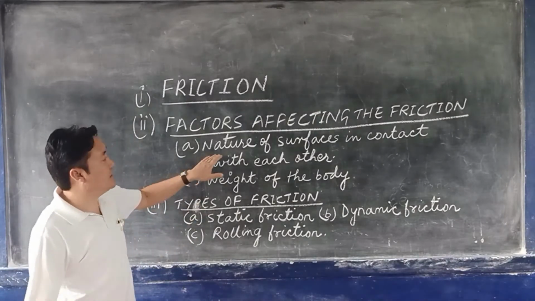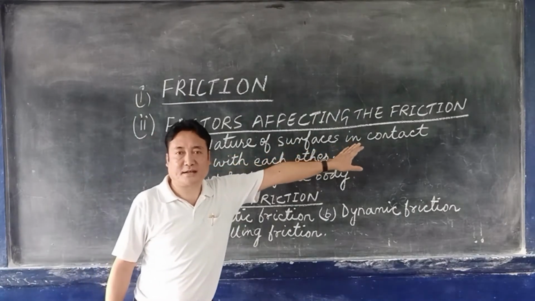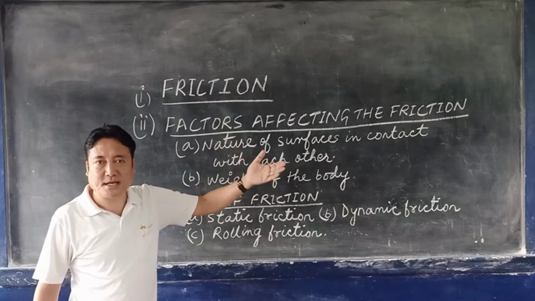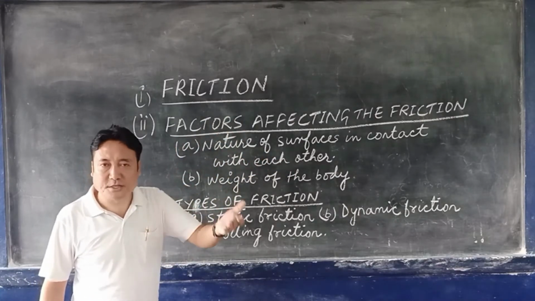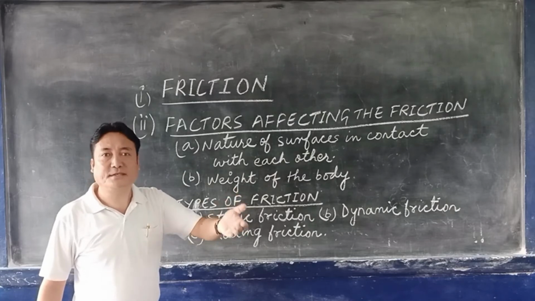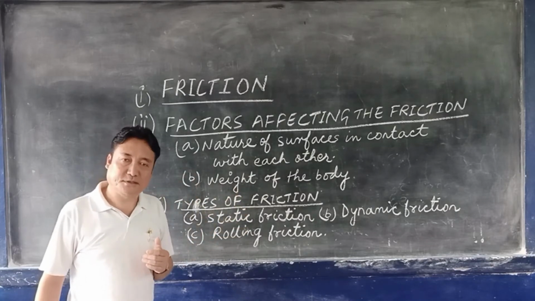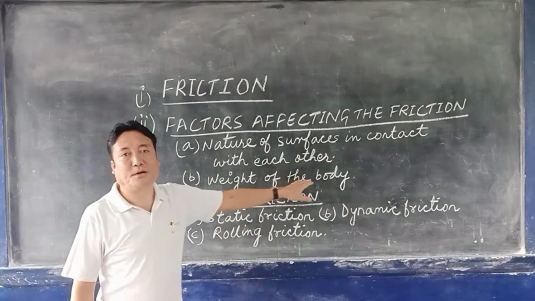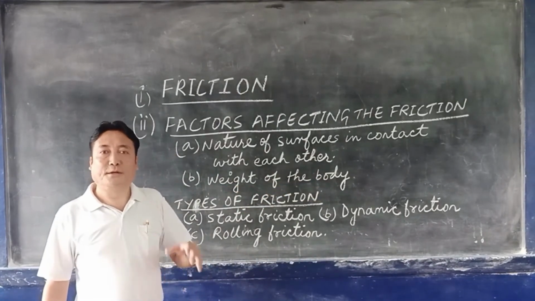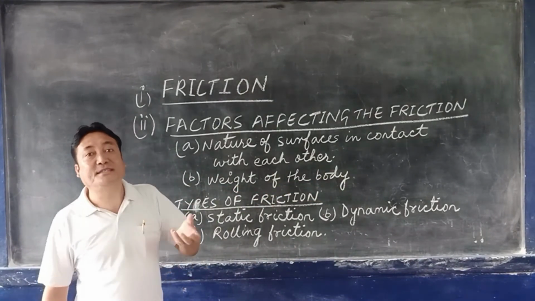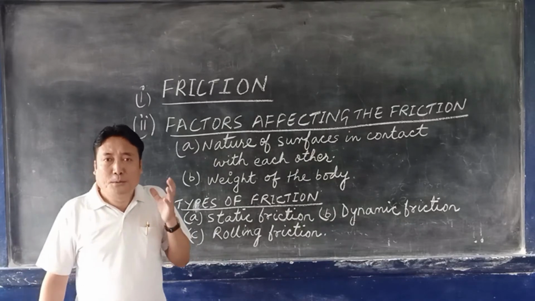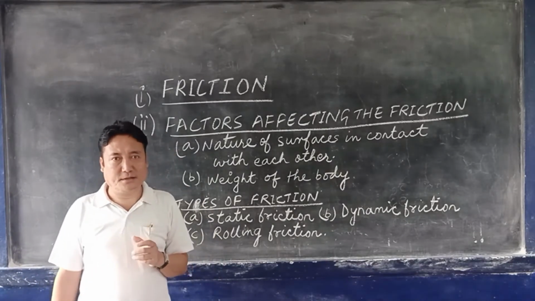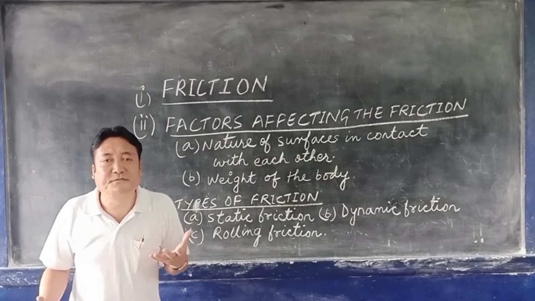So the first factor is the nature of the surface in contact. The two surfaces are there, the rough surface and the smooth surface. The friction will be more on the rough surface compared with the smooth surface. The second one is the weight of the body. The weight of the body is directly proportional to the friction. That means the more the weight of the body, the more friction will be produced.